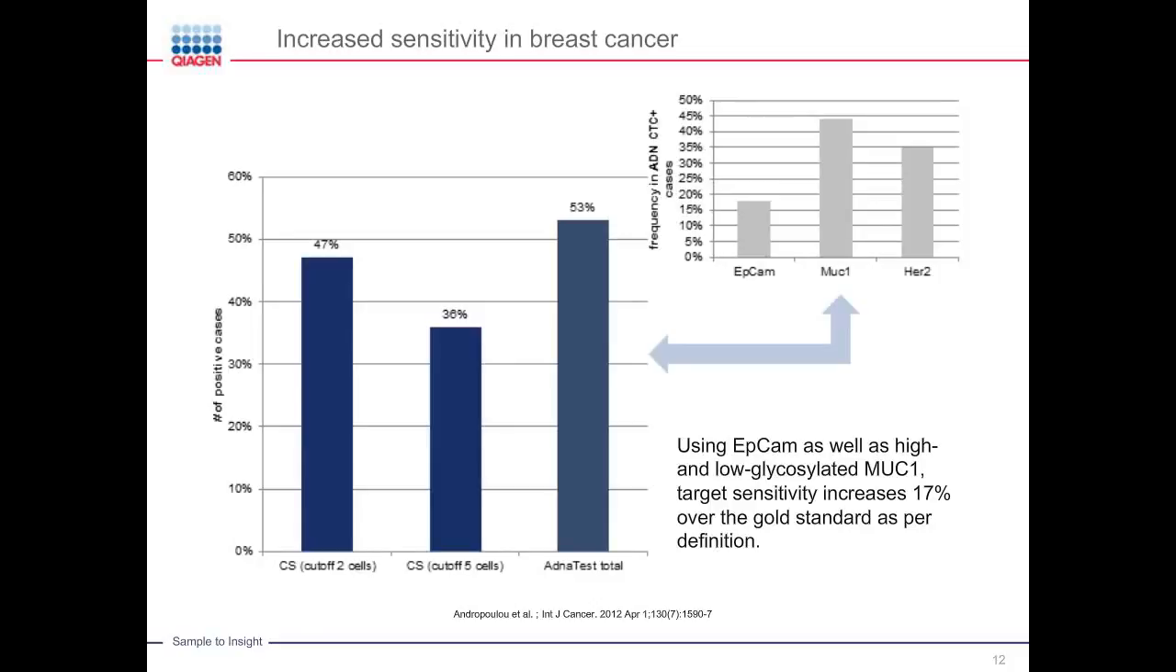In breast cancer, we also can see this, analyzed by Andreopoulou et al. at the MD Anderson quite a while ago and published in 2012. You can also see the benefit of the use of a combination of different MUC1 variants and AdCam antibodies, and the increase against AdCam only is from 36 to 53%, giving you an idea about how many EMT-like cells in breast cancer might be lost if you only use the AdCam.